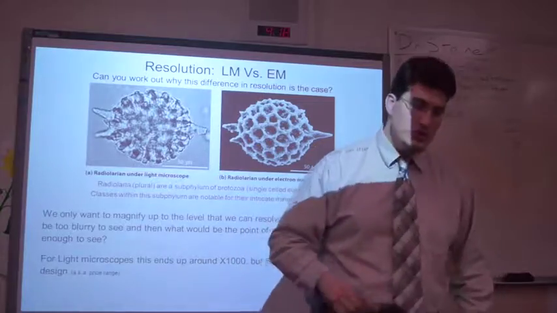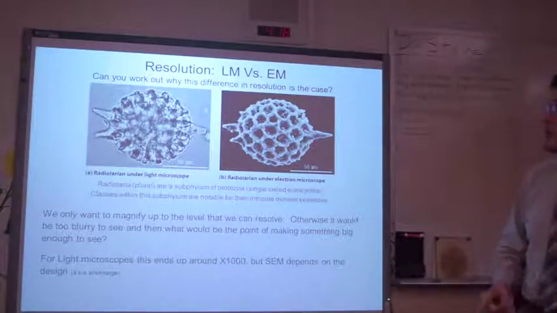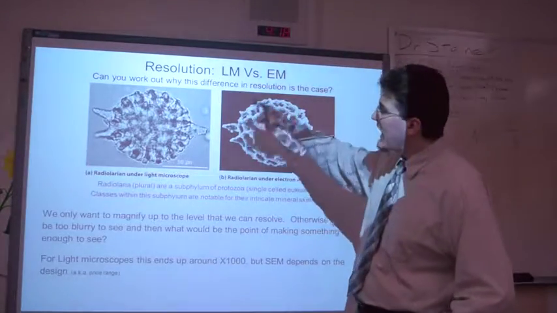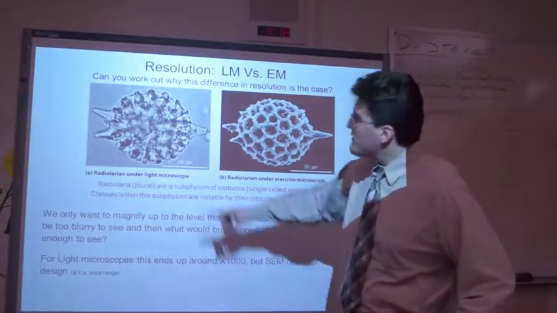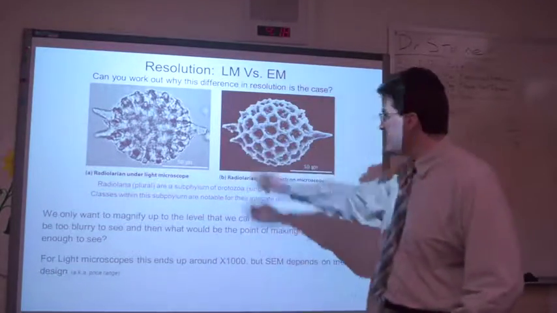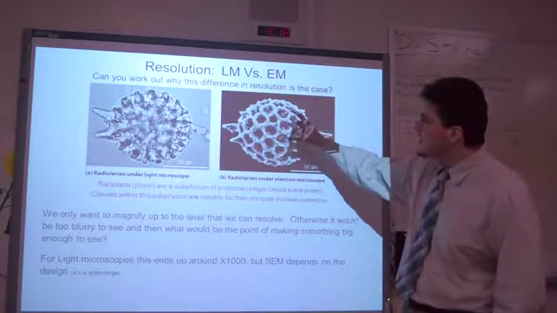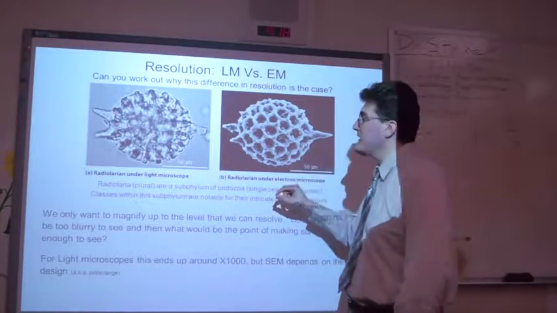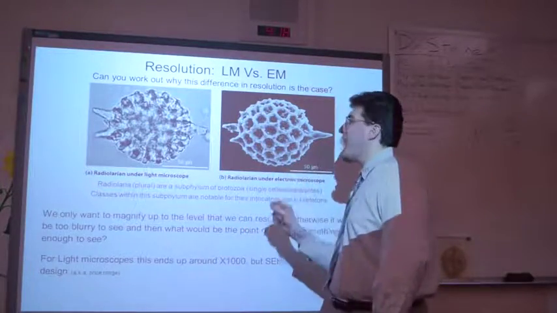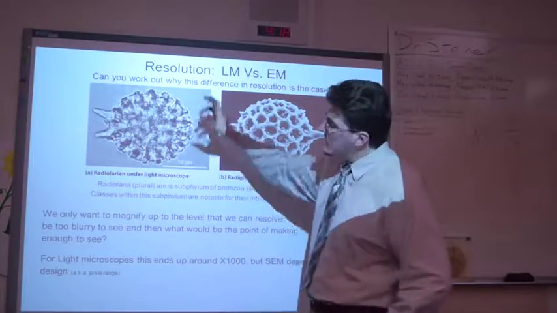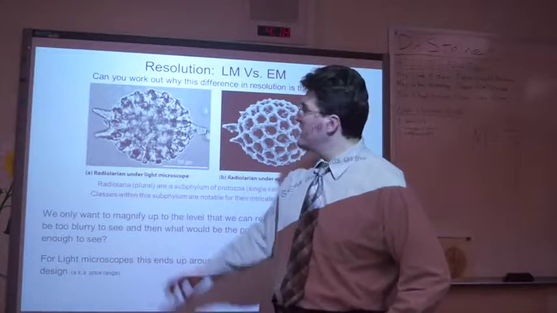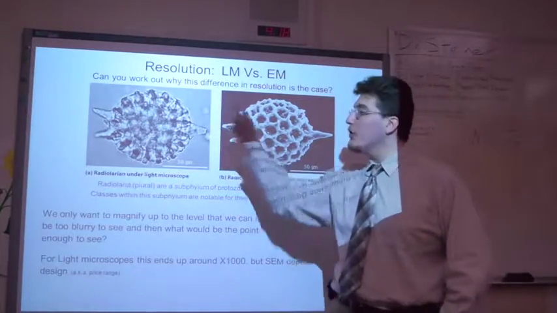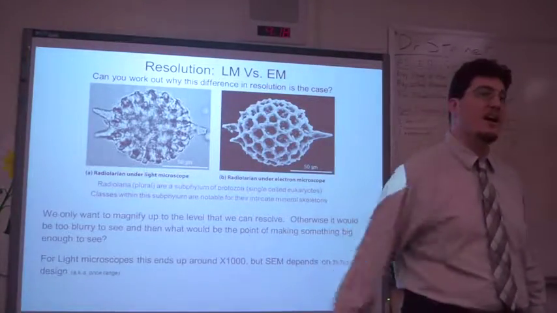So this is the resolution difference between a light microscope and an electron microscope at the same magnification. These are the same magnification. This is the light microscope. This is the electron microscope. This is a clear, crisp image. You can see the bumps and the pits. You can see every dot and crevice. In the light microscope image, it is blurry, it is grainy. That is how you distinguish. They are both black and white. That is not how you distinguish.